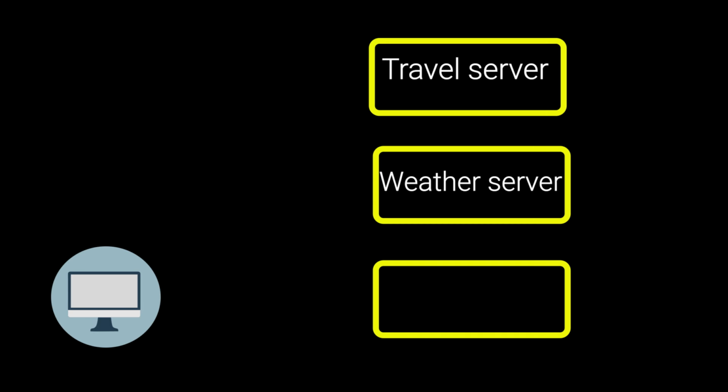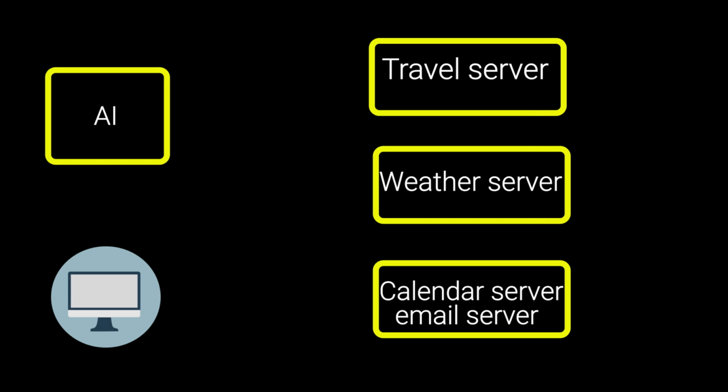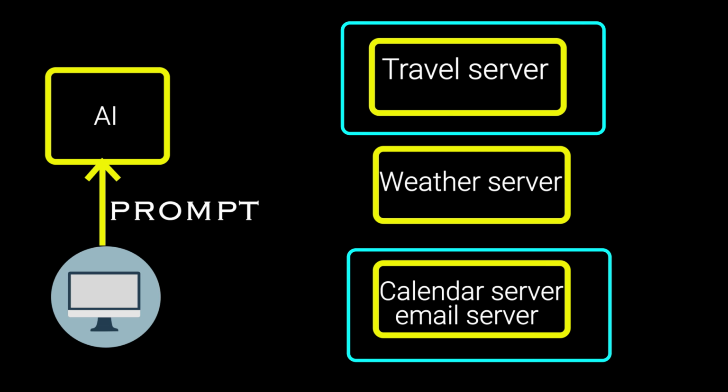So we'll be using the travel server, which handles flights, hotels, itineraries, the weather server, which provides climate data and forecast, and the calendar as well as email server, which manages schedules and communications. So the complete flow is as follows. User invokes a prompt with parameters specifying the plan vacation, the destination is Barcelona, the departure date and the return date, as well as the budget. Users select resources to include such as the calendar and travel server.